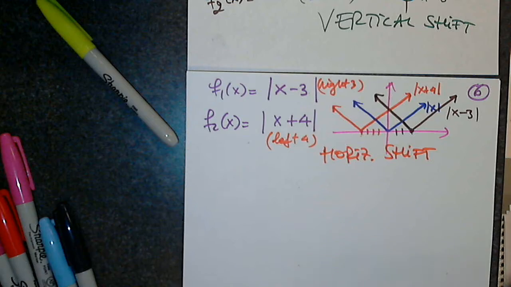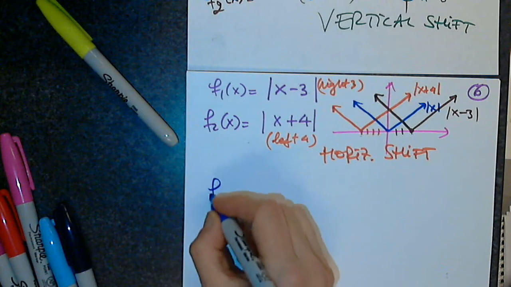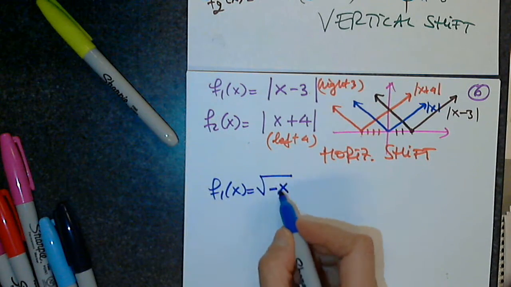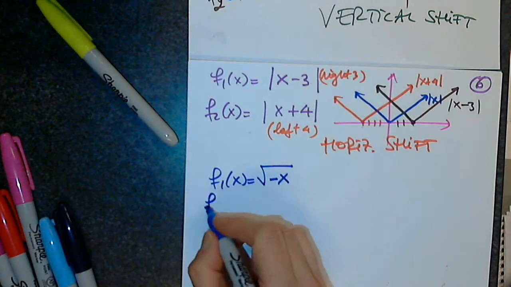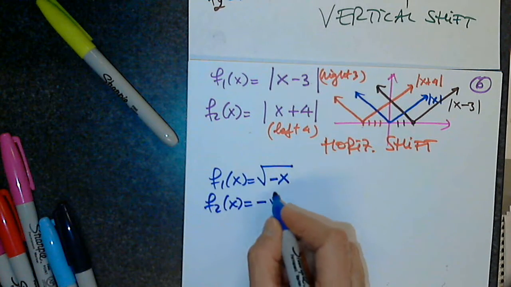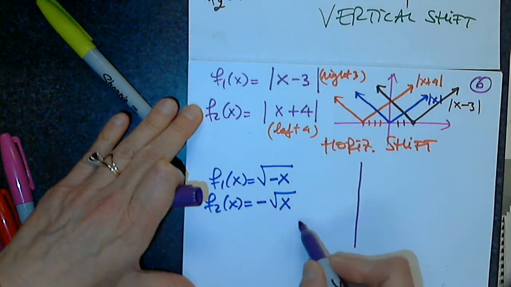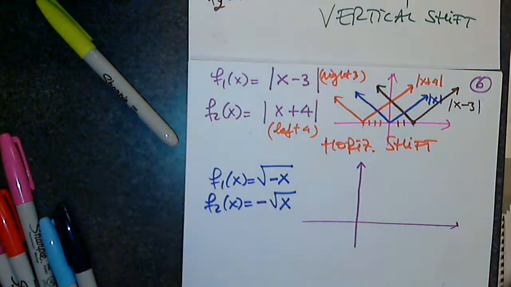Okay, reflection now. So I want f1, the square root of negative x, and I want f2, negative the square root of x. So let's think about this, and I would like to ask, like before, which base function did we use now? The cube root? No. 1 over x? No. But the square root. Very good. So the base function is the square root. I'm going to graph it. Here's the square root.